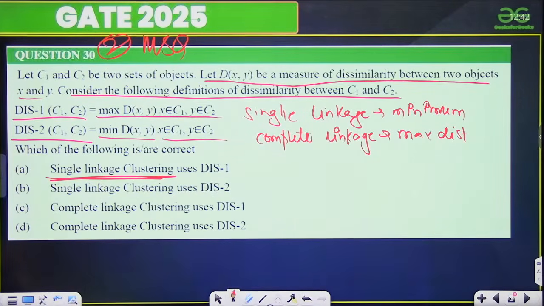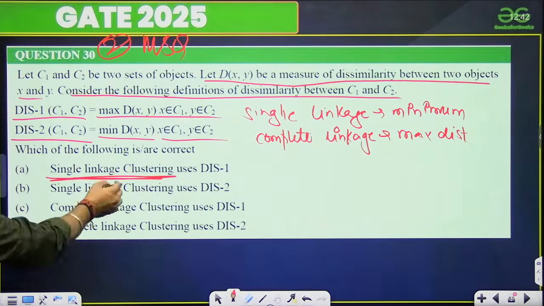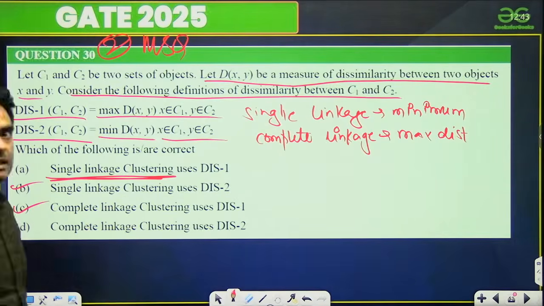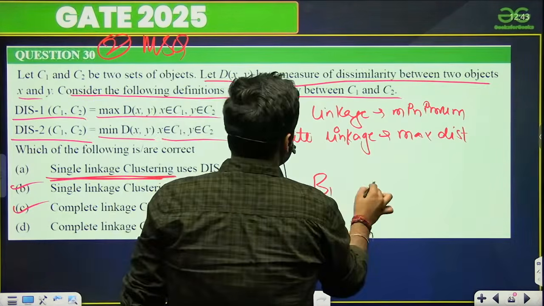अगर single linkage में है तो minimum distance, तो that means for single linkage I would be using distance 2, और complete linkage के लिए I use the maximum distance, तो I would be using distance 1. So that means what are the correct answers? तो answers are B and C.